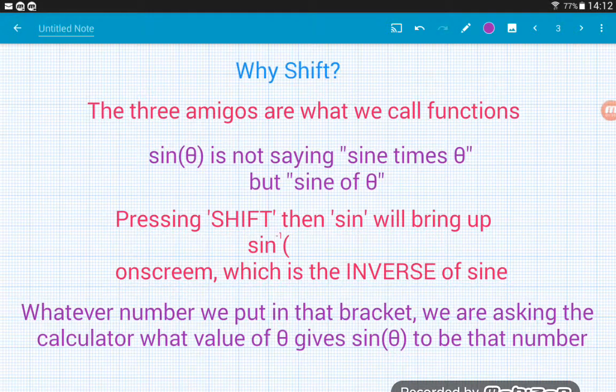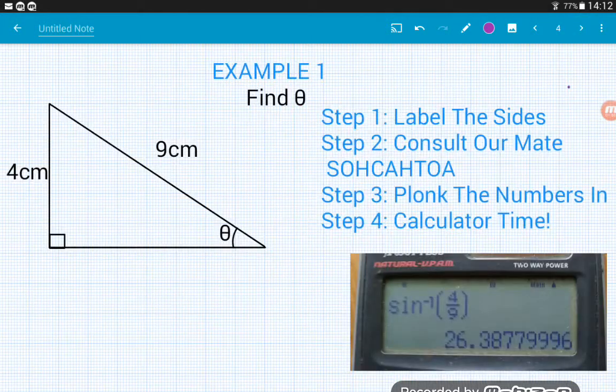Now how an inverse function works is whatever number we put into that bracket after the sine to the -1, we are asking our calculator what value of theta, what size of angle, will give sine of theta to be that number. Probably make more sense if we go through some examples, so that's exactly what we're going to do.